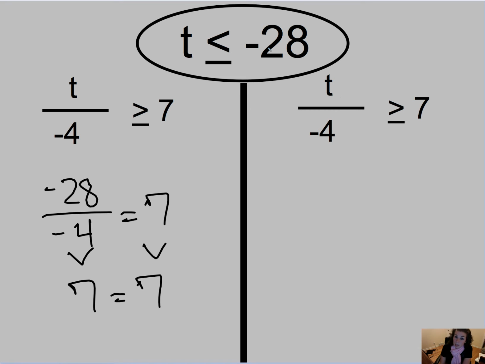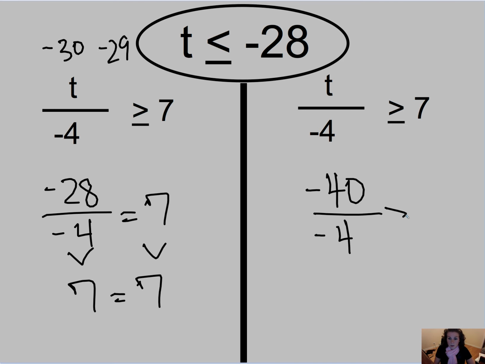Not only does it have to be less than negative 28, so that would be negative 29, negative 30, so on and so forth, I also want it to be divisible by negative 4. So I could do negative 32, I could do negative 40. Those would be some of the easy ones. So that is divisible by negative 4. So let's take negative 40, easy. I know that that's divisible by 4, and it's also less than negative 28. And I want to see if that's going to be greater than or equal to 7. So negative 40 divided by negative 4 is positive 10, and 10 is greater than 7, so this is correct.